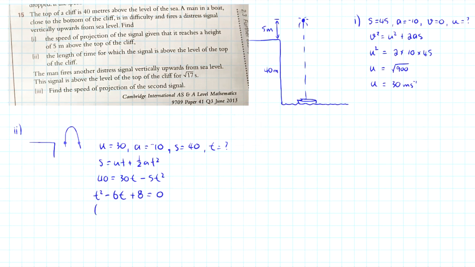Yeah, 2 and 4, right? So we get T minus 2 or T minus 4 equals 0, which tells me that time is 2 seconds or time equals 4. But these are the times where it is at the height of the cliff, which is 40 meters. And so we know the time above is 4 seconds when it's on its way back, minus the 2 seconds when it was on its way up, which of course the answer is 2 seconds.